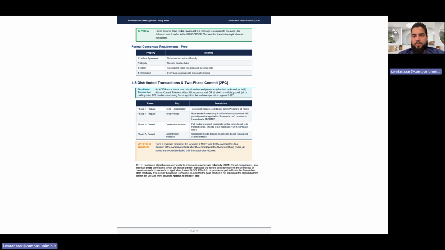But here's the key idea that Paxos ensures: total order broadcast. If a message is delivered to one node, it is delivered to all nodes in the same order. This enables serializable replication, and this is the main and key idea in the Paxos algorithm.